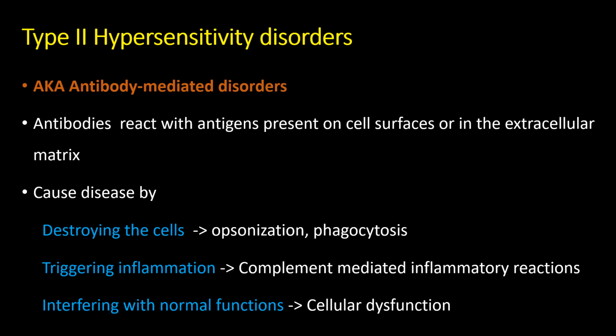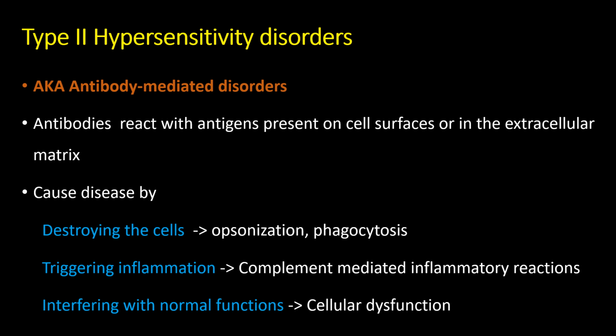Okay, by mechanisms like opsonization and phagocytosis. Here what happens is the antigens, when they are located on the cell surface, these antibodies will go coat that antigen, which finally leads to opsonization and phagocytosis of the particular cell. Or the second mechanism is they can trigger inflammation.